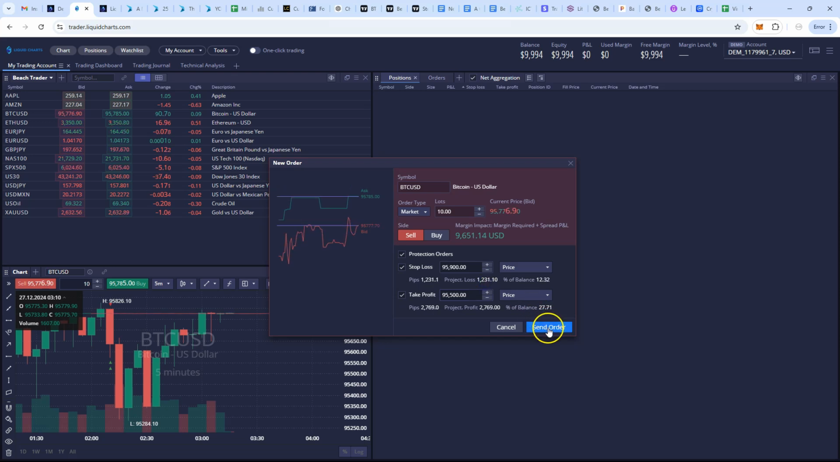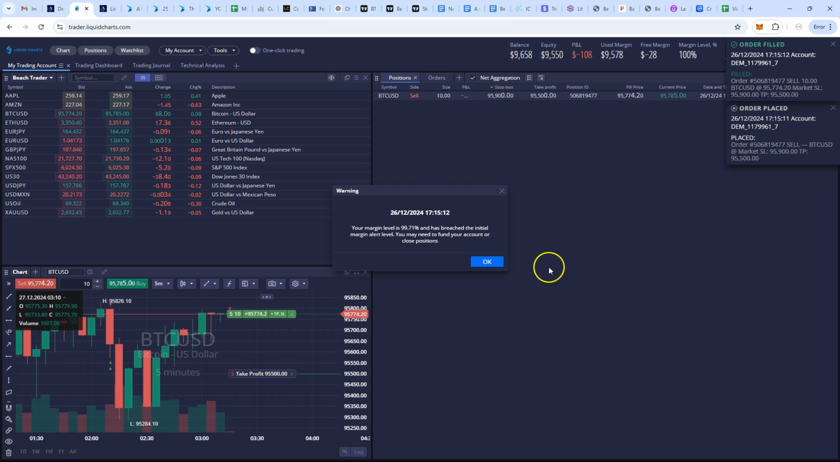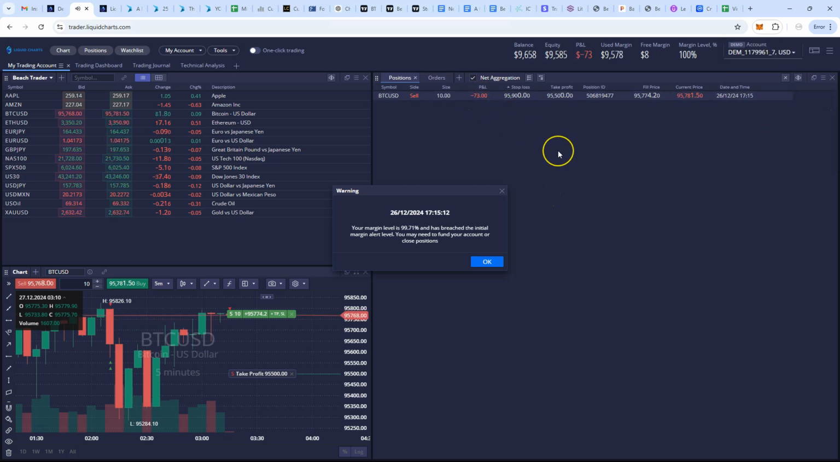So then we go send order. We got the take profit. We got the stop loss here. We know what our projected loss and our projected profit is. And we're going to start it up. Let's start the trade. And now our trade is set. We're at $73 losing right now. It went in our direction really fast already.